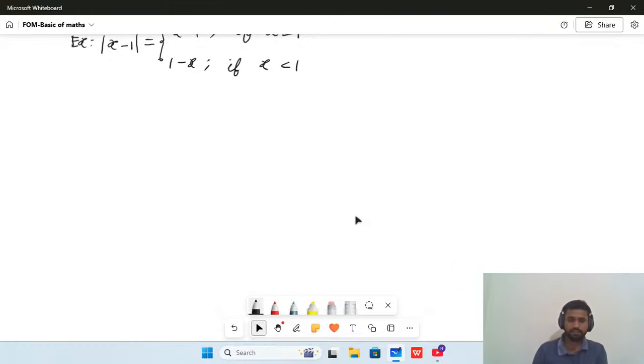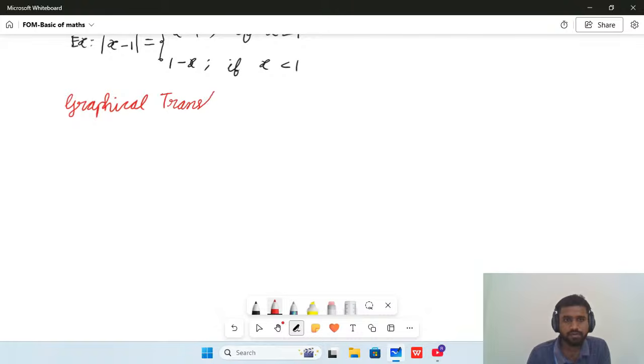Graphical transformation of this modulus function. How to draw the graph of this modulus function in separate cases. Graphical transformations we will see now.